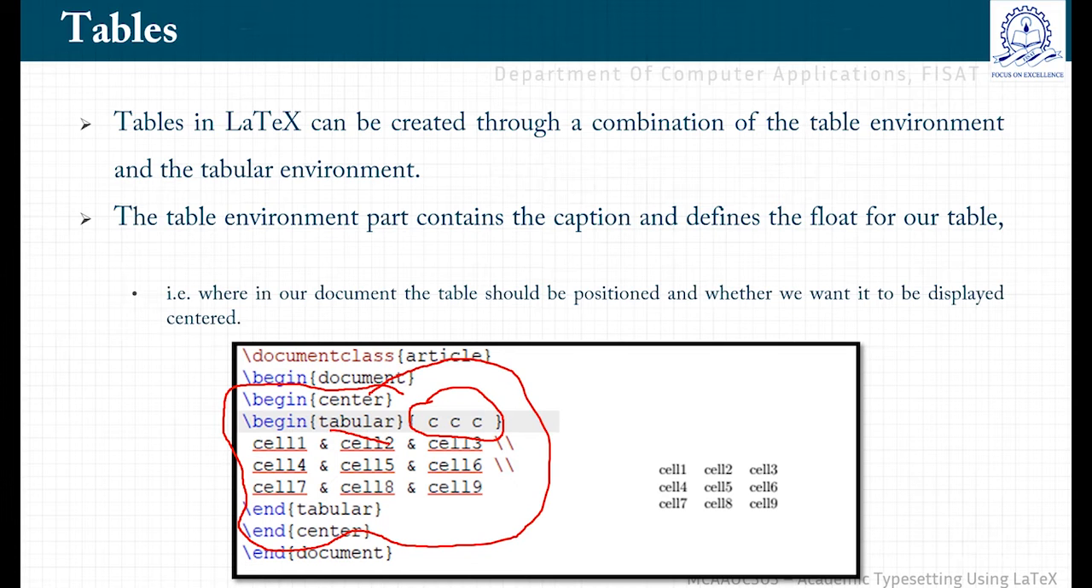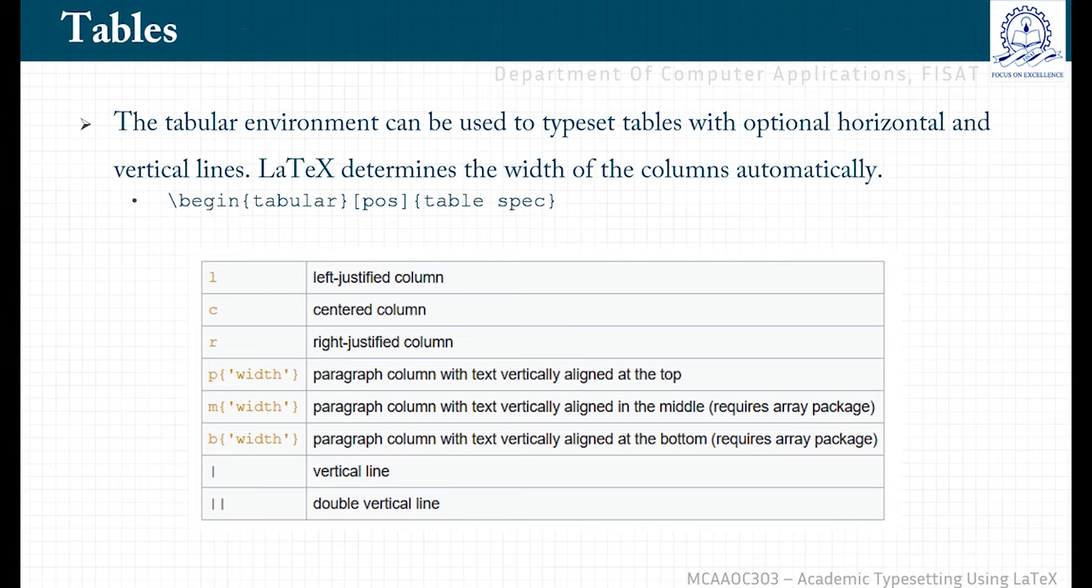Please note that there is no border for this particular table. The tabular environment can be used to typeset tables with optional horizontal and vertical lines. Generally, in tables we have borders. See this? Here we have 8 rows and 2 columns. Each is separated with different lines. In order to get borders in tables, we use horizontal and vertical lines. LaTeX determines the width of the columns automatically.